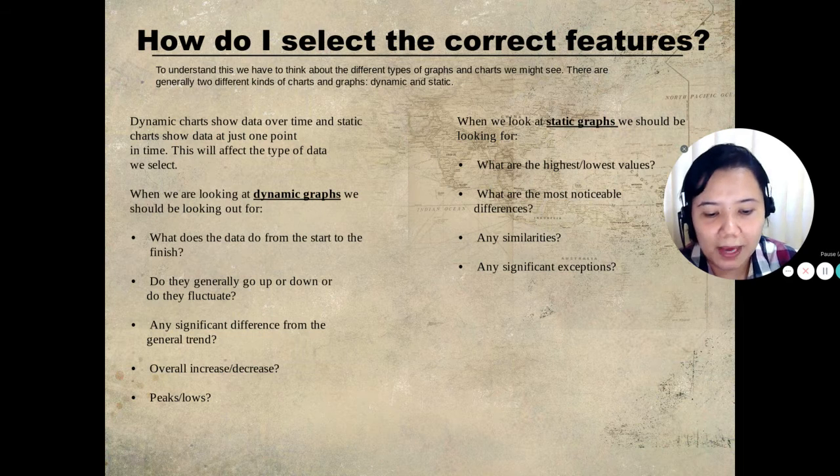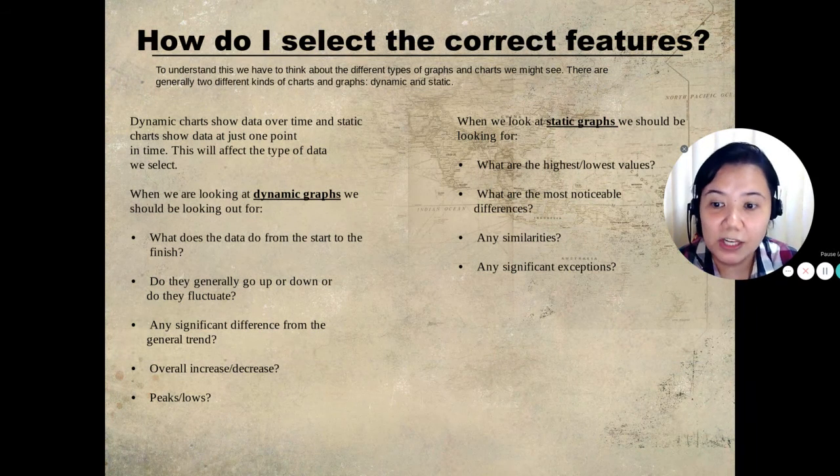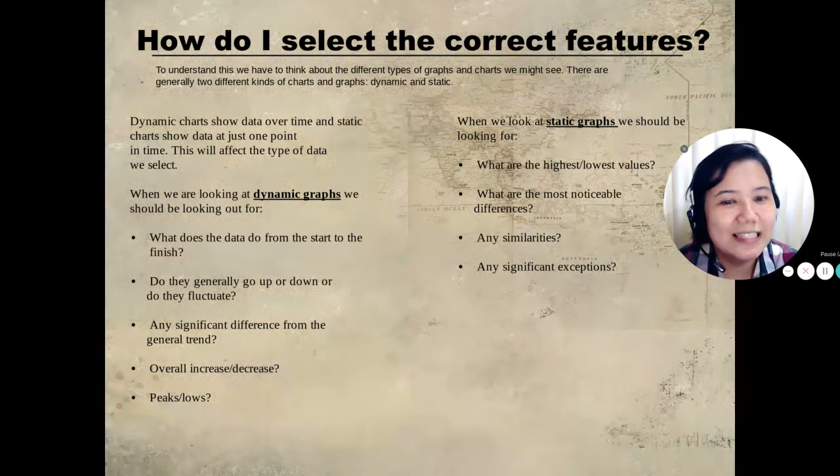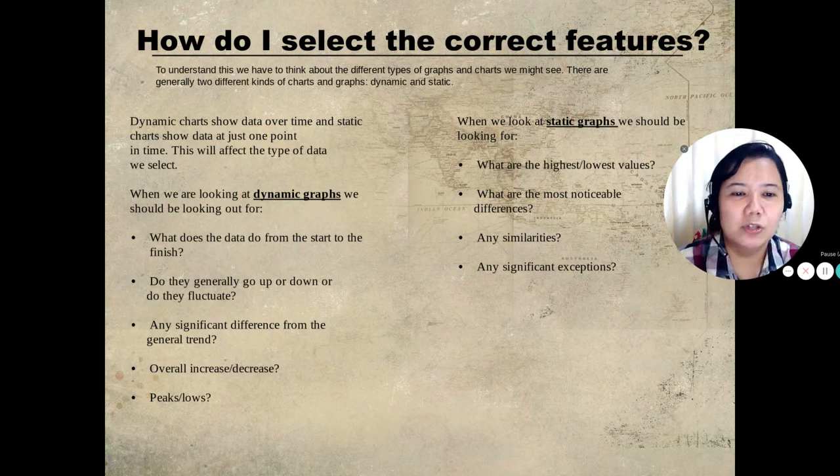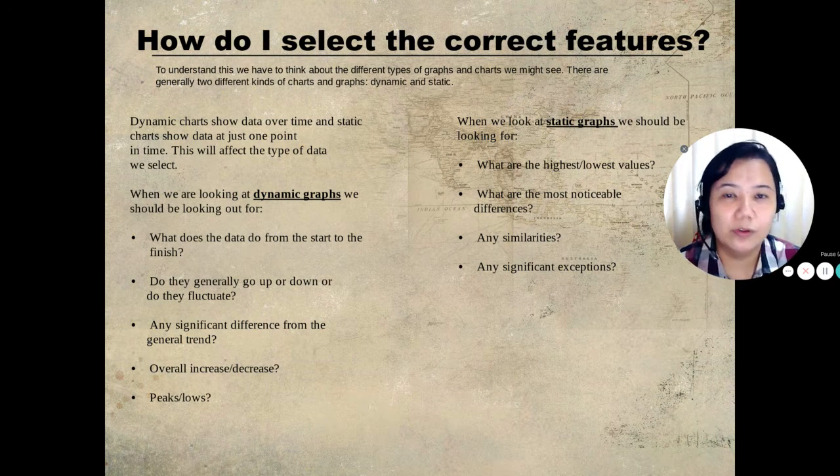So when we are looking at dynamic graphs, we should be looking out for the following. What does the data do from the start to the finish? Do they generally go up or down, or do they fluctuate? Are there any significant differences from the general trend? Was there an overall increase or decrease? Were there peaks or lows? But when we look at static graphs, it's a bit different. We should be looking for what the highest or lowest values are, what the most notable differences are, whether there were any similarities, or whether there were any significant exceptions.